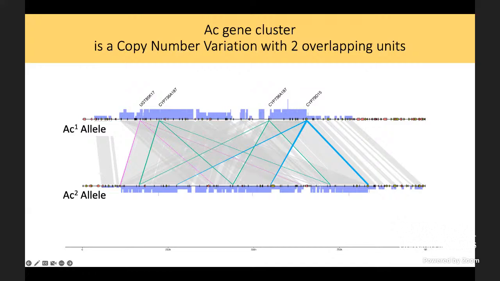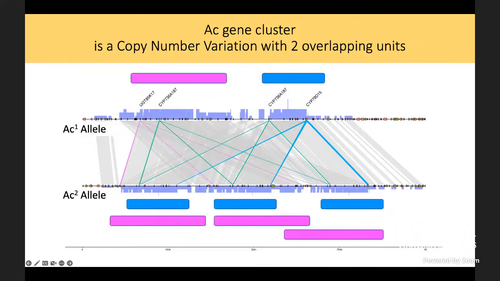We also find this replication pattern is complicated. If we define 2 replication base units on the AC1 allele, they have 3 hits on the AC2 allele, but they are overlapping. We did find some similar results for the LI gene, but due to the limited time, I'm not going to cover it today. And we believe there are more variations in the wild.